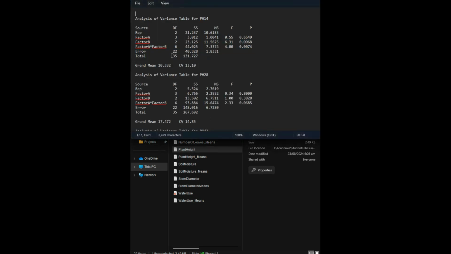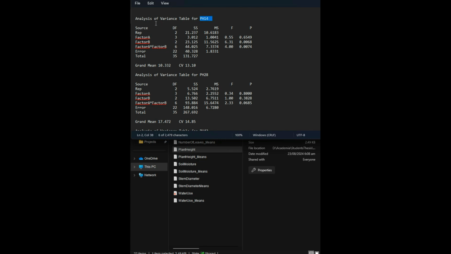Plant height, okay. Plant height: factor A was significant. So the plant height is chronological data. You took it, as you said, 5 times. You said replications, but replication is different from what you mean by this. You took it at 14 days.